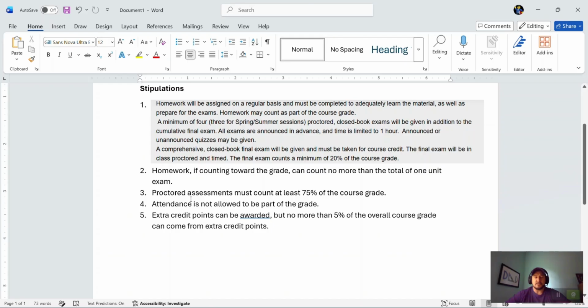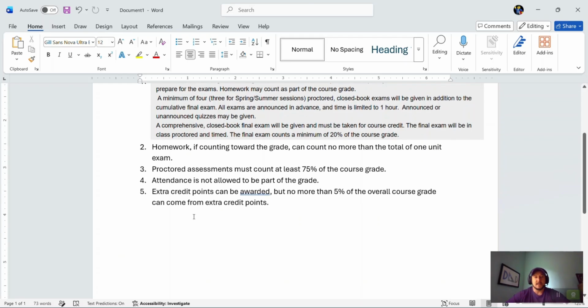Also, there's a requirement that proctored assessments, which means that you're the one administering the exams or quizzes in class, must count at least 75% of the course grade. All right. I would keep it between 75 and 80 in my opinion. Attendance is not allowed to be part of the grade. So there's actually a workaround to that if you assign participation points. Okay, so that's kind of a hack.